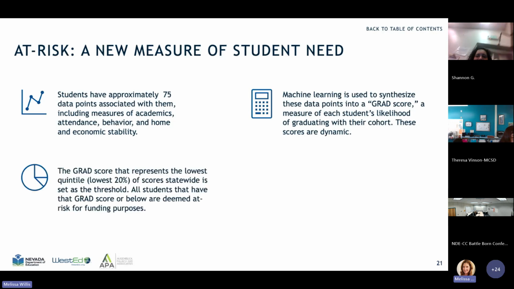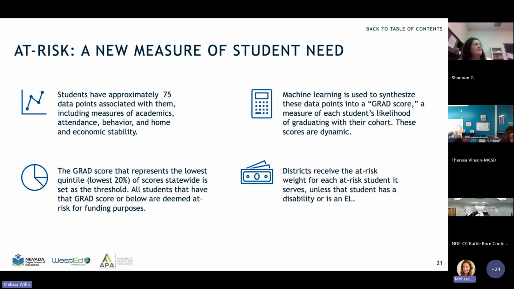Because students who are counted as at risk for funding purposes are identified through a statewide calculation to determine the lowest quintile or 20th percentile of scores, rather than a school district by school district calculation, districts may have more or less than 20% of their students identified and funded with the at-risk weight. Additionally, some of the students with the grad scores in the lowest quintile statewide may also have a disability or be an English learner, in which case they would be supported with the local special education allocation or generate the higher English learner weight. In either case, they would not generate the at-risk weight.